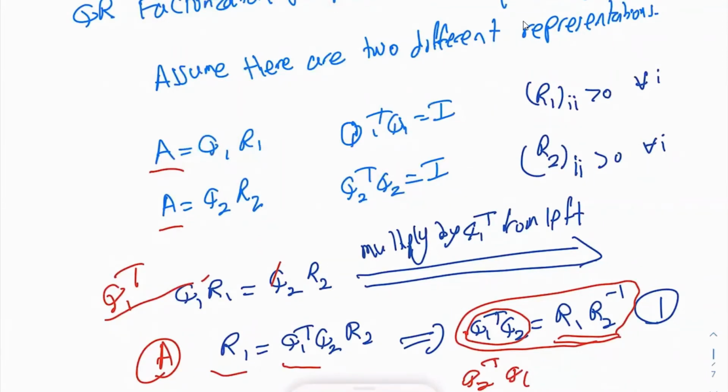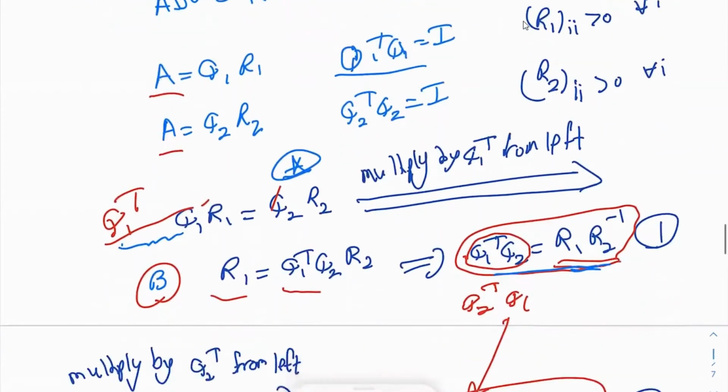Go ahead and multiply this equation, I call it equation A, by Q1 transpose from the left. If you do that, you will see that this term becomes identity, right? Because of this. And then you get R1. I'm going to call this one equation B: R1 is equal to Q1 transpose Q2 R2. Then if you multiply both sides of equation B by R2 inverse from the right, you obtain equation 1 here. So this is one equation.